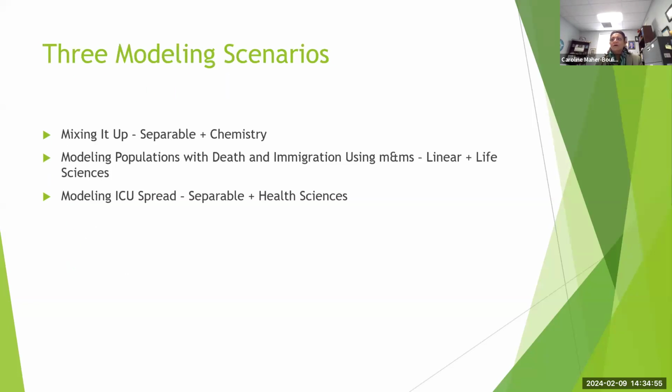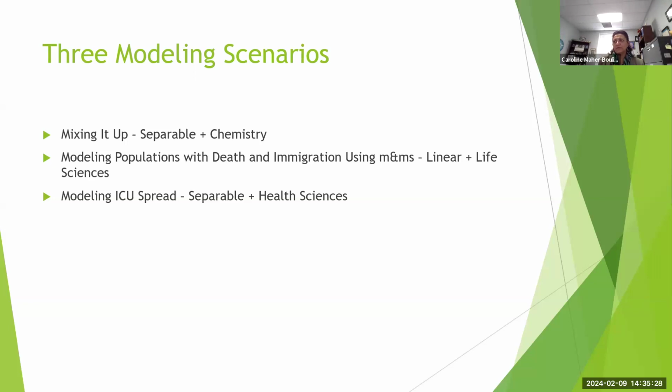These are the three modeling scenarios that I've used. I'm using the titles used by SIMIODE: mixing it up, modeling populations with death and immigration using M&Ms, and modeling ICU spread. Mixing it up is an application in the chemistry discipline. It's about separable differential equations. Modeling with M&Ms is life sciences, and it's linear differential equations.